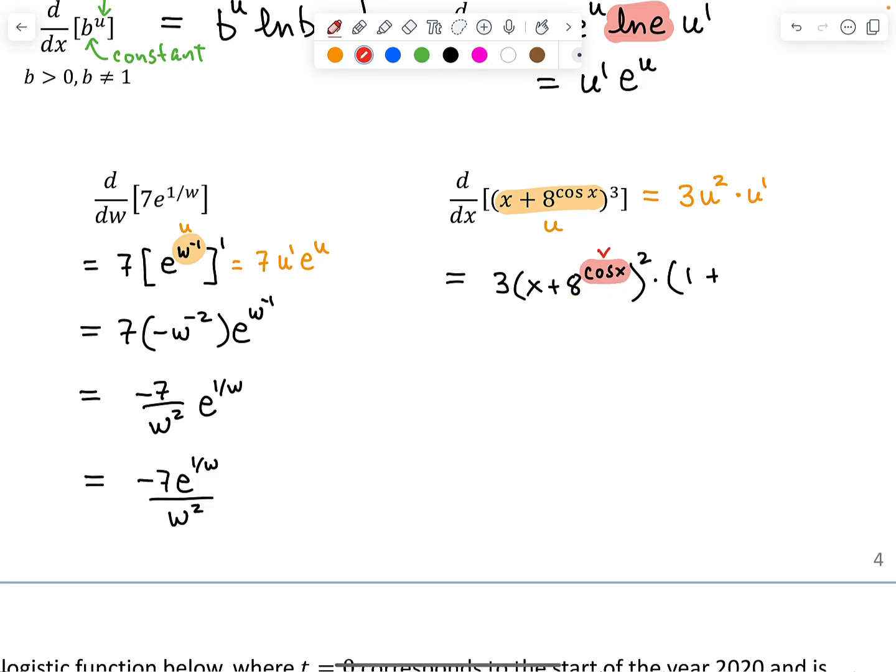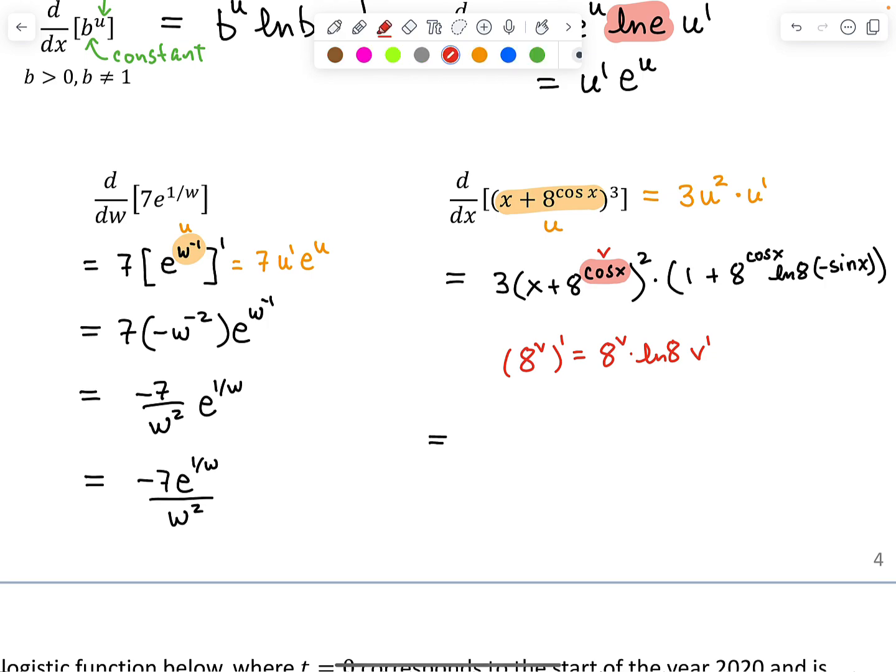So if I differentiate 8 to the v, where v is a function, I would get itself, natural log of 8, and then v prime. These are the 3 pieces I need when differentiating a constant raised to a function. And so we're going to get 8 to the v again, and then times natural log of 8, and then times the derivative of cosine of x, which is negative sine of x.